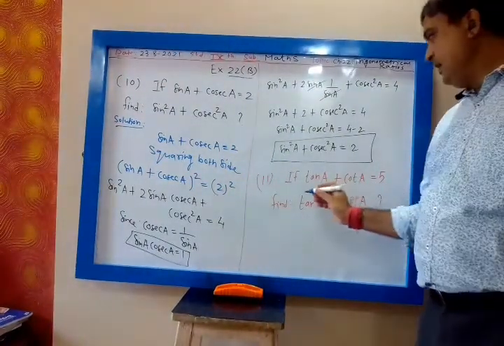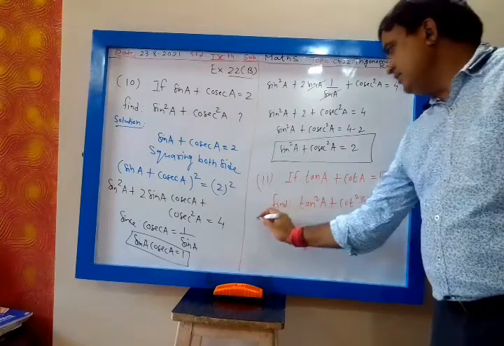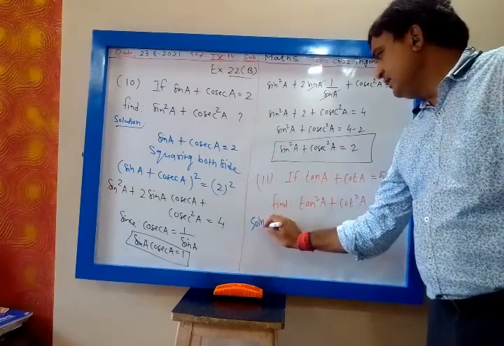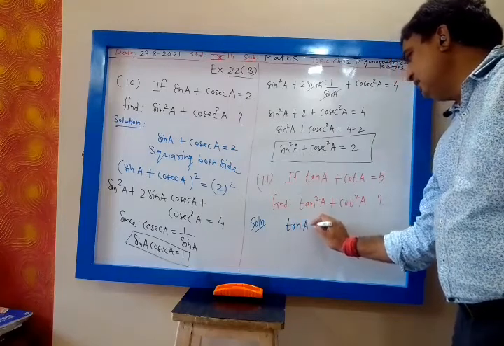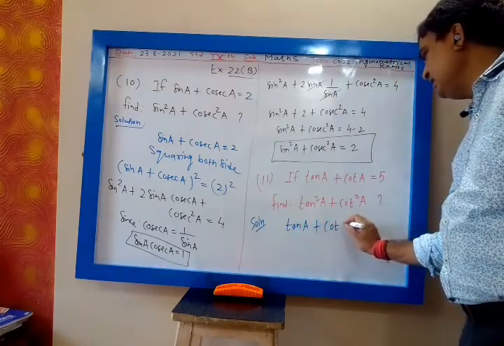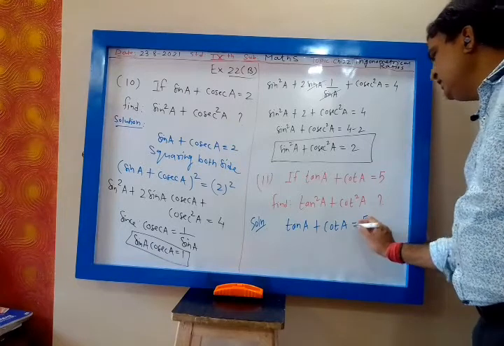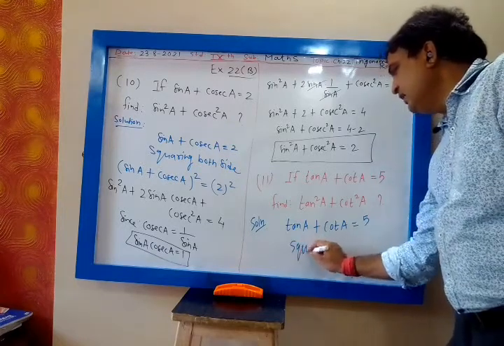Let me solve this if you want. Similar. So tan a plus cot a is equal to 5. Squaring both the sides.